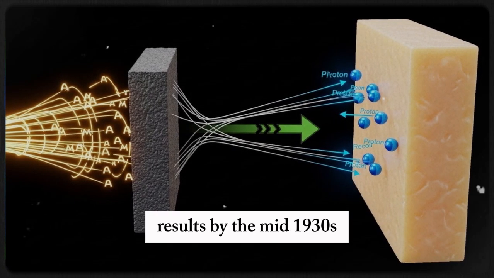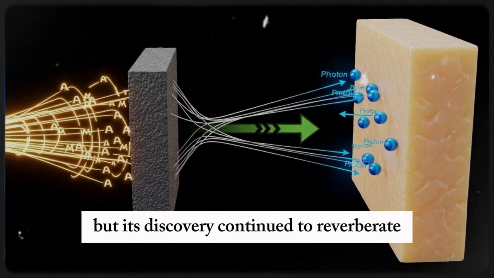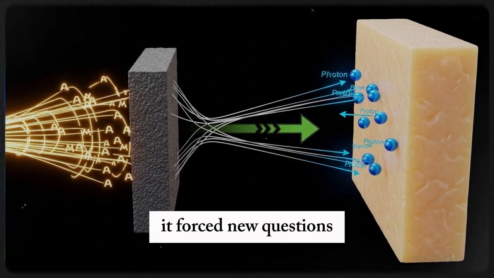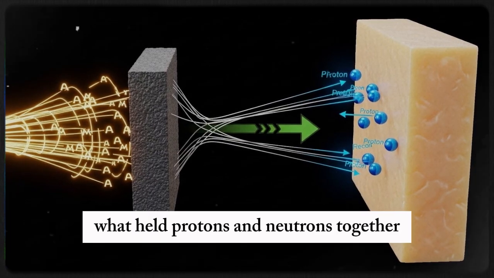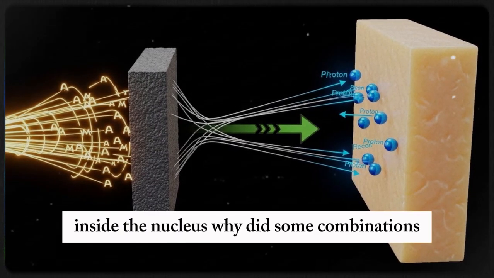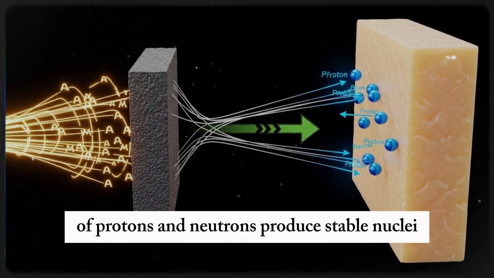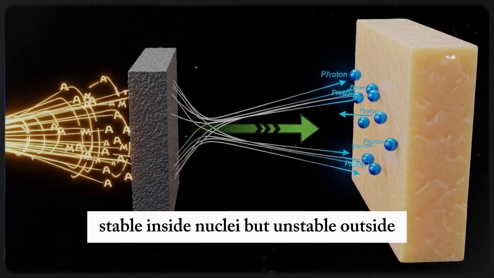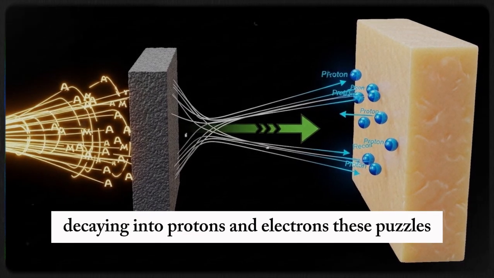By the mid-1930s, the neutron had become an accepted part of physics, but its discovery continued to reverberate. It forced new questions about the fundamental constituents of matter. What held protons and neutrons together inside the nucleus? Why did some combinations of protons and neutrons produce stable nuclei, while others were unstable? Why were neutrons stable inside nuclei but unstable outside, decaying into protons and electrons?